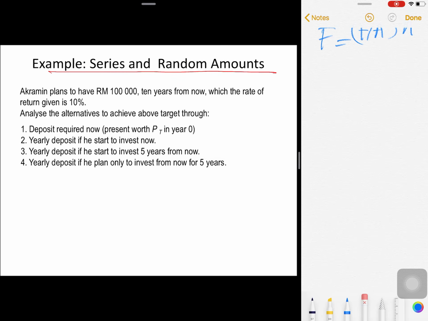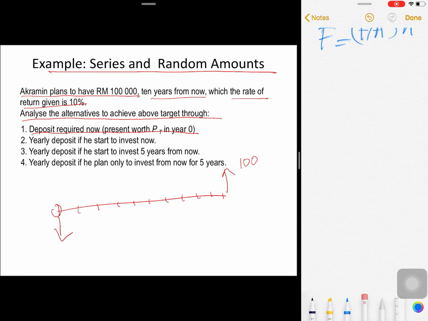Okay, example of series and random amounts. This is one example. Akramim plans to have $100,000 10 years from now. So you have 0, 1, 2, 3, 4, 5, 6, 7, 8, 9, 10, which the rate of return is 10%. Analyze the alternatives to achieve the above target. How much deposit now in year 0?